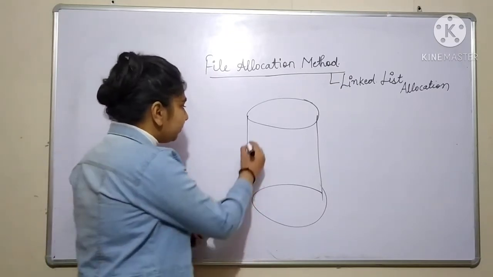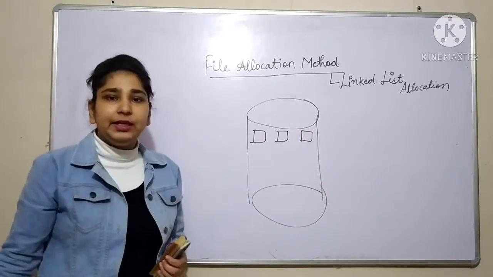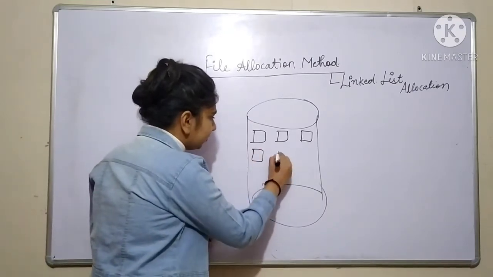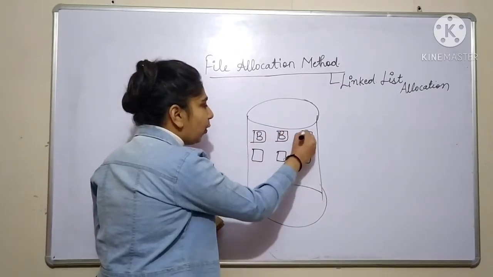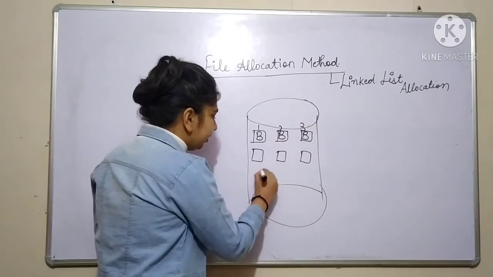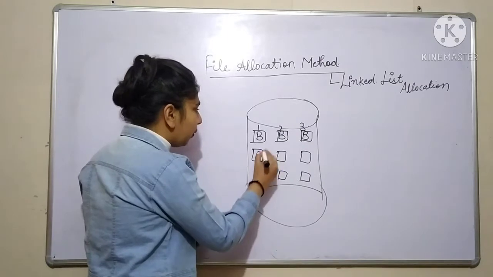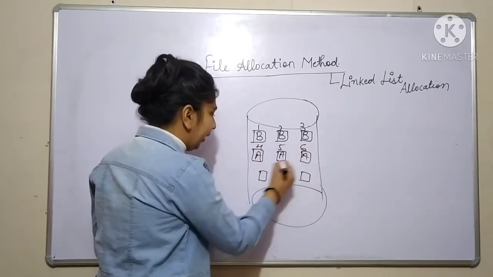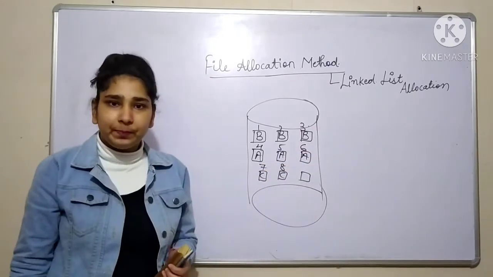Let's suppose our hard disk is divided into various numbers of blocks like this. Your B file is stored in the first 3 blocks, and your A file is stored in these 3 blocks. And your C file is stored in these blocks.